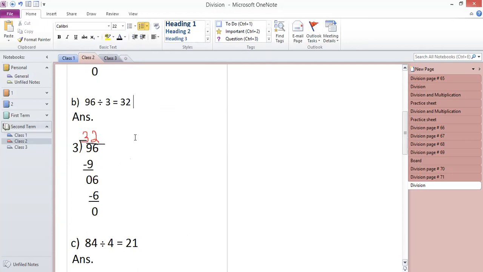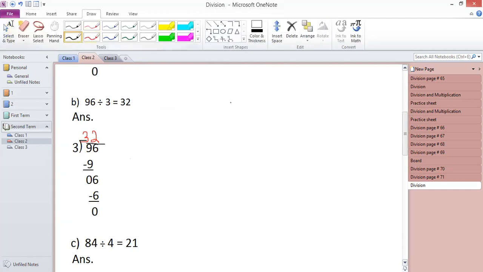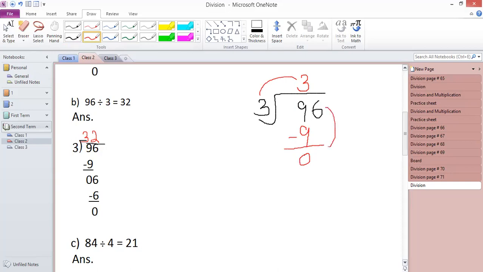So for that, guys, what you will do? Write 96 inside and 3 outside. Divide 9 by 3. 3 1s are 3. 3 2s are 6. And 3 3s are 9. So 9 divided by 3 is equals to 3. Now multiply this 3 with this 3. 3 3s are 9. Write below the 9 and subtract with 9. It is 0. Now divide this 6.